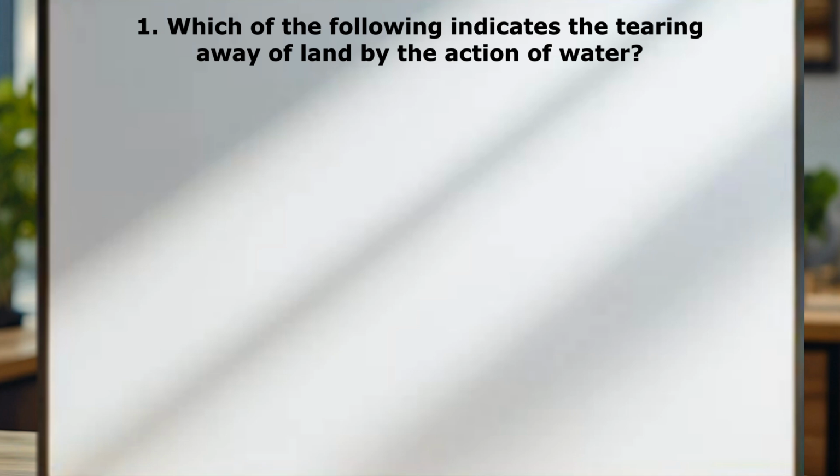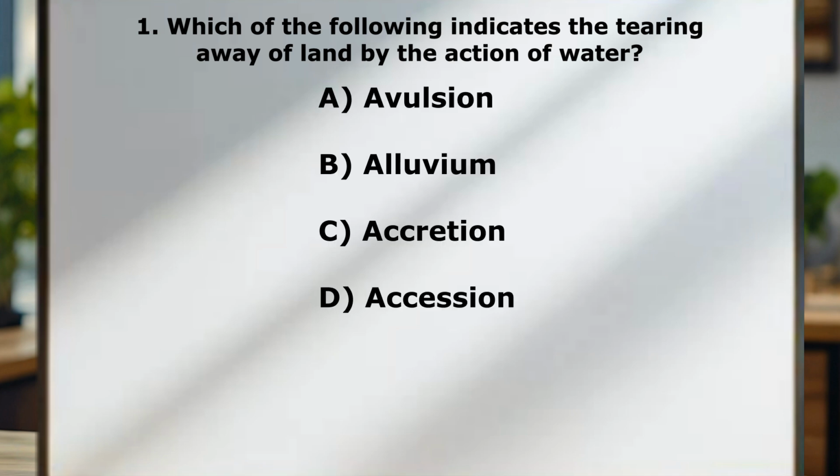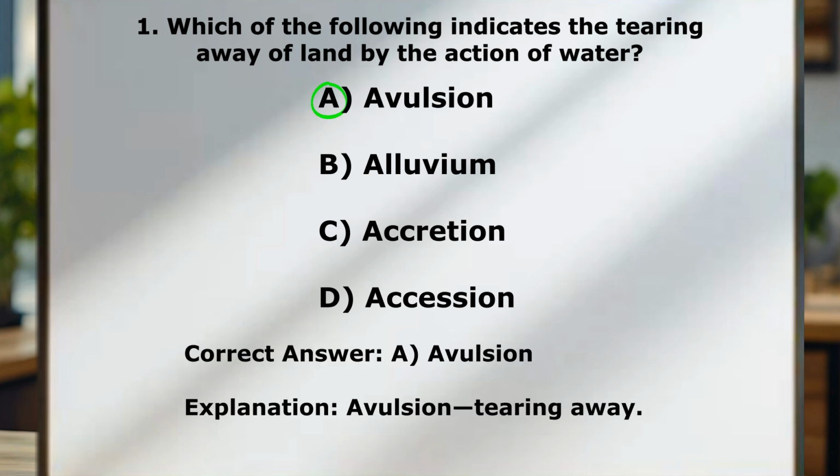Question number 1, which of the following indicates the tearing away of land by the action of water? A, avulsion, B, alluvium, C, accretion, D, accession. Correct answer here is A, avulsion. And so this one is just a basic definition. I'm pretty sure I saw this one on my exam a couple years ago. So just make sure you know these basic terms and you'll be fine.